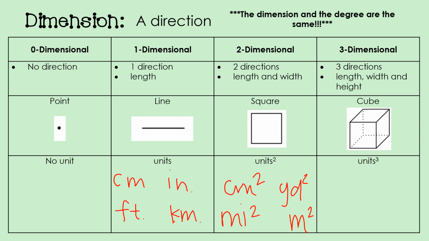And then there's 3-dimensional, which has 3 directions. It has a length, a width, and a height. An example would be a cube. So again, we're using the same sort of measurements, but everything will have a cube on it. So let's say we have inches cubed, or feet cubed, or centimeters cubed, or maybe millimeters cubed.